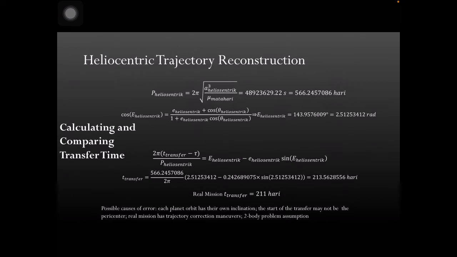This slight error can be caused by using the two-body problem assumption, as each planet has its own inclination. The second possibility is that the start of the transfer may not be the pericenter of the heliocentric trajectory, which can yield different results. And the third possibility is that the real MRO mission had trajectory correction maneuvers, which would result in deviation from its original transfer trajectory, and which would explain the difference in transfer time.